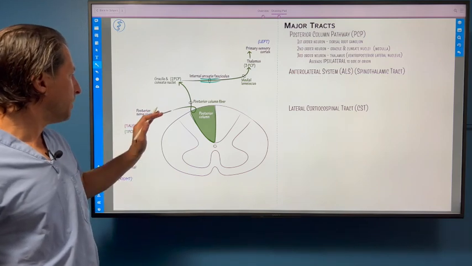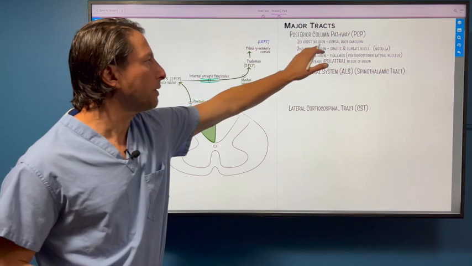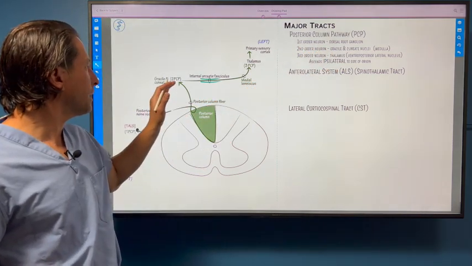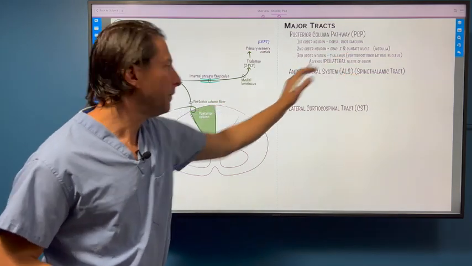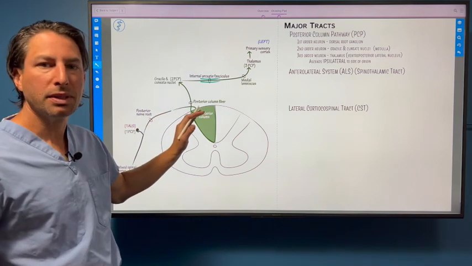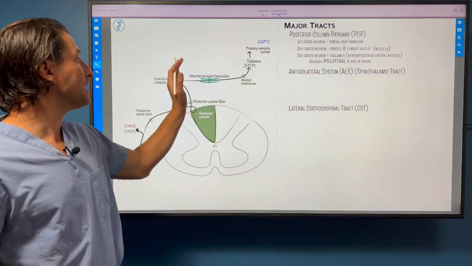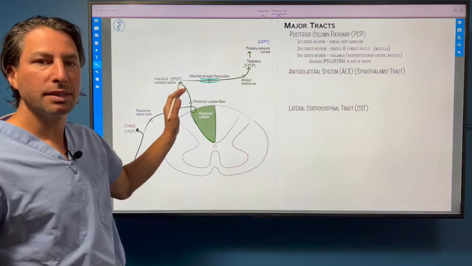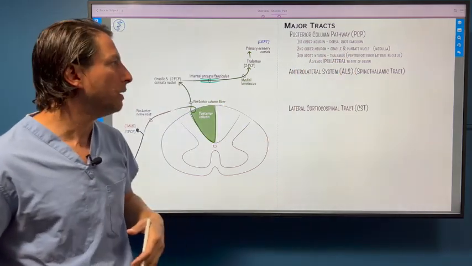Next, we have a posterior nerve root, and then we've started with the posterior column pathway. So the first order neuron lives in the dorsal root ganglion. The second order neuron actually lives in the gracile and cuneate nuclei here in the medulla. So those fibers enter the posterior column, but they don't make a synapse. Rather, they just ascend all the way to the medulla, where they make their first synapse in the second order neuron in the gracile and cuneate nuclei in the medulla.